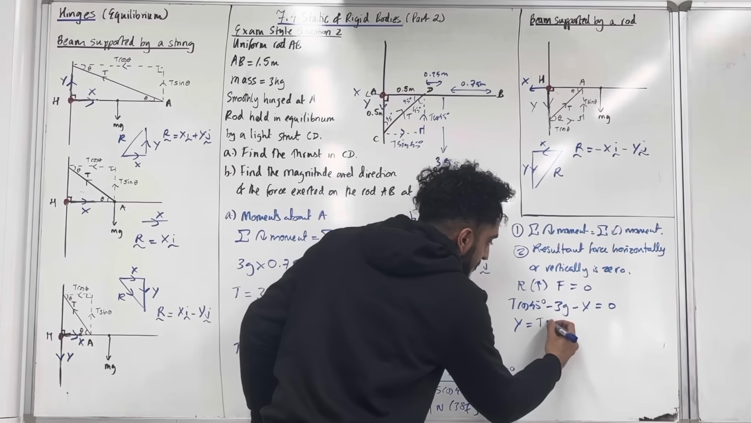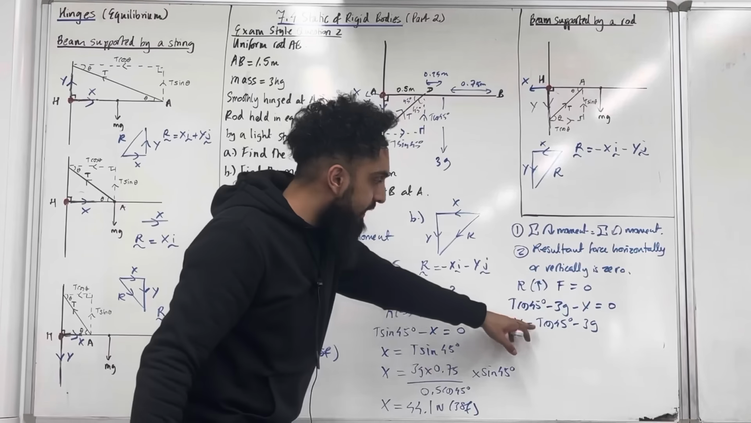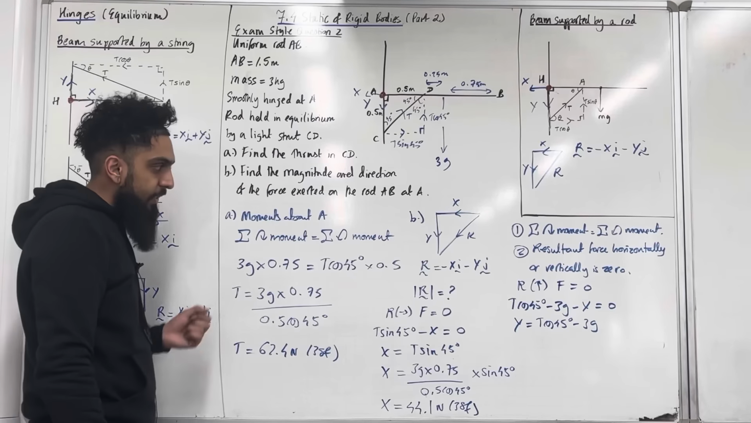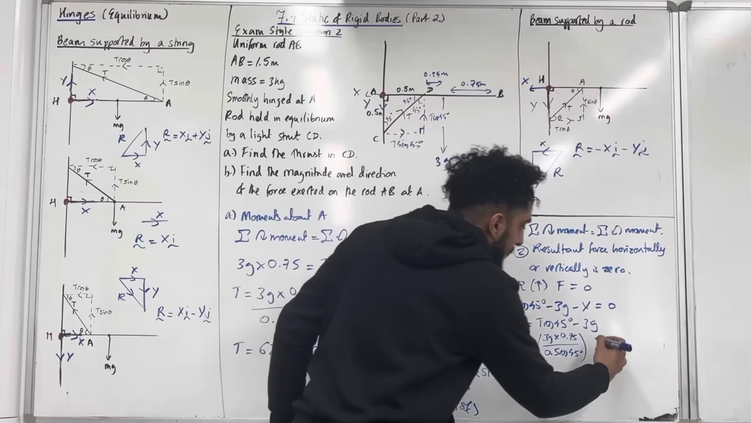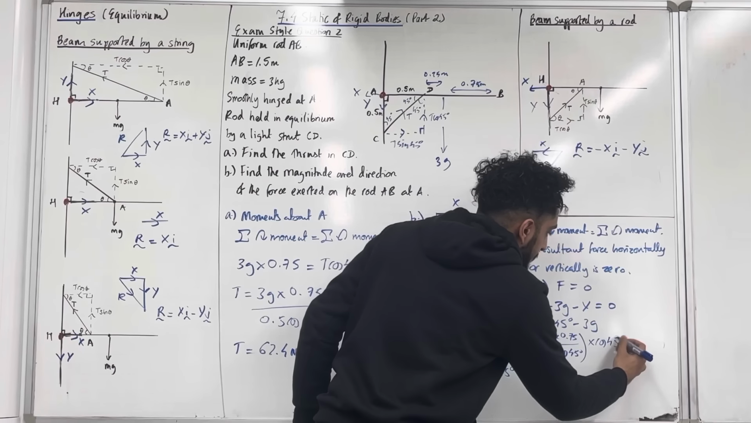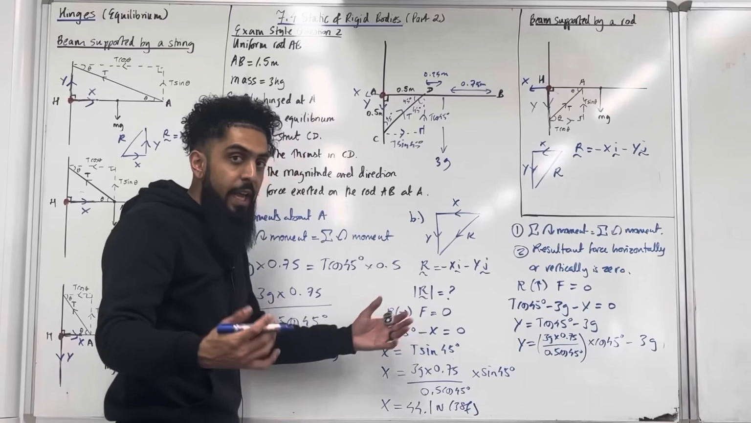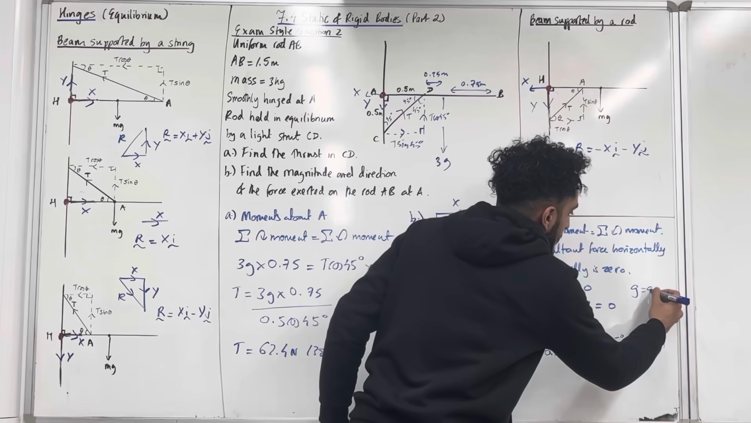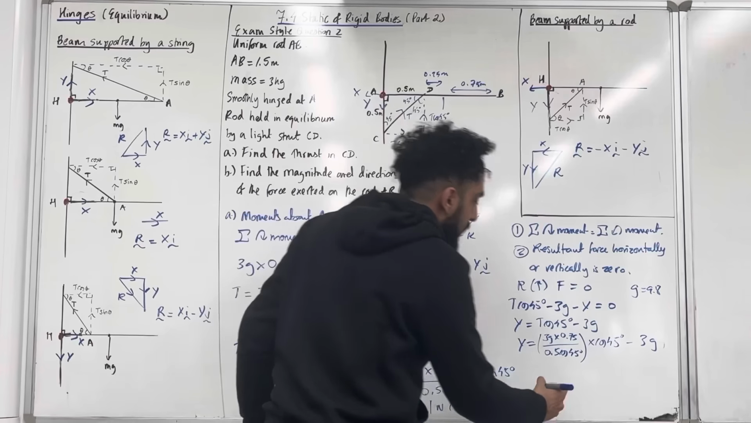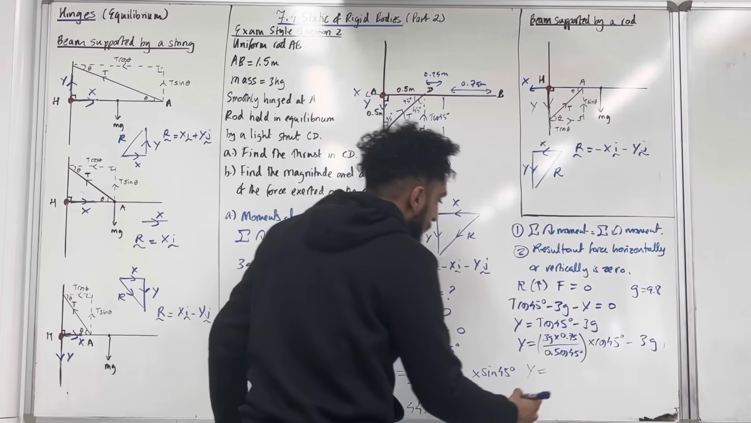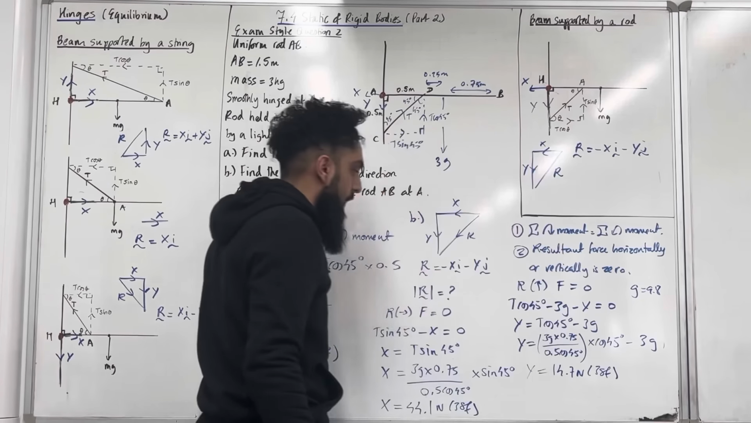So we can make Y the subject. Y is equal to T cos 45 minus 3g. We know the exact value of T is over here. We can substitute that in to work out the value for Y. We're going to multiply this by cos 45 take away 3g, where g is equal to 9.8. We're going to substitute that in, put this whole thing into our calculator, and if we do this, we end up with Y equal to 14.7 newtons to three significant figures.